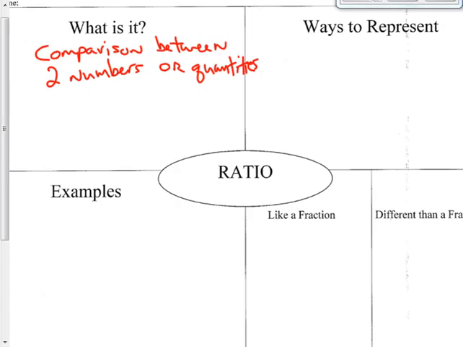You could go with three numbers. You could compare three numbers. You could compare four numbers. But what we're going to be looking at is really just comparing two things. Well, ways that we can represent that. So if we had the comparison of 3 to 4, we would write it 3 to 4. We could write it like this with a colon in between. Or the most common one, we would write it like a fraction like that.